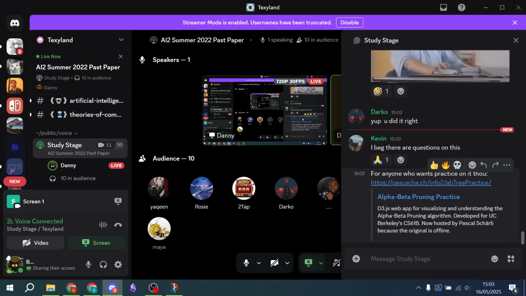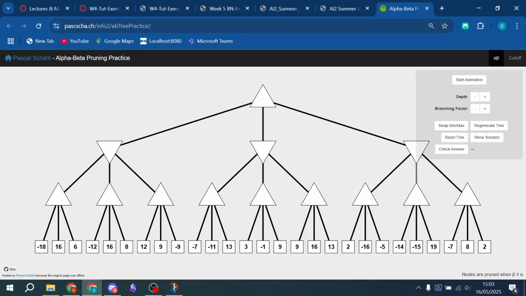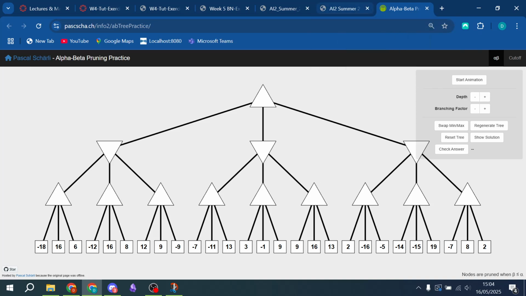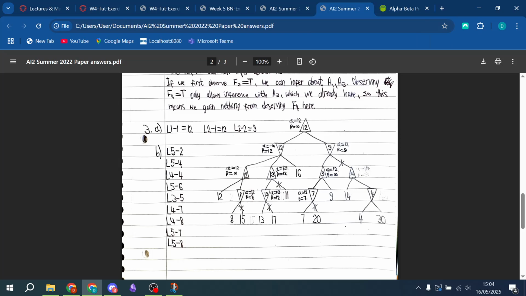Is this that website? Yes, I've been using this website. It's great for practice. I could actually show the solution on here for this question, if you like, because it's quite good at visualizing it.